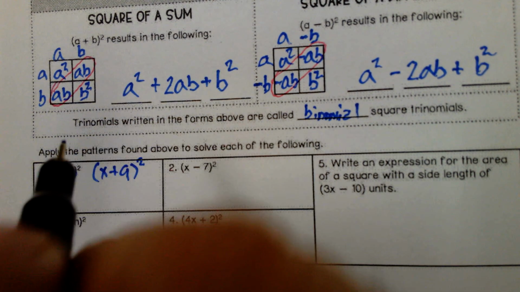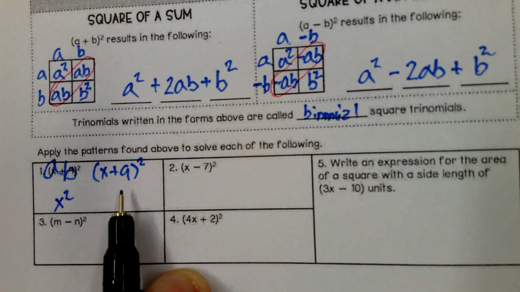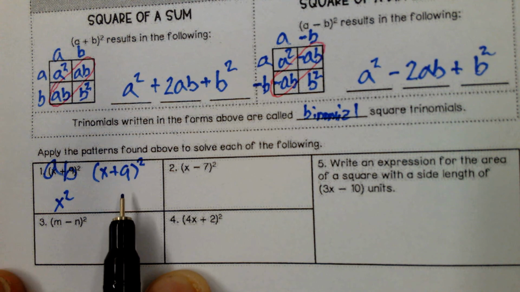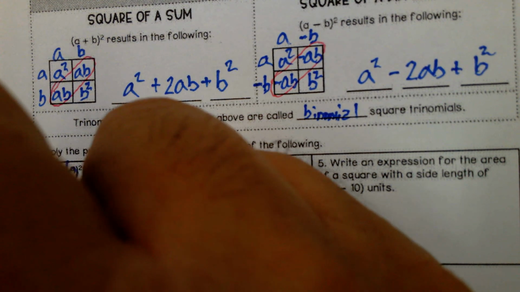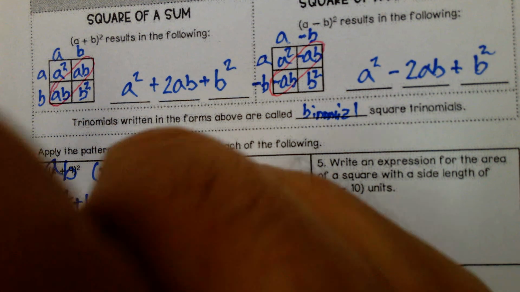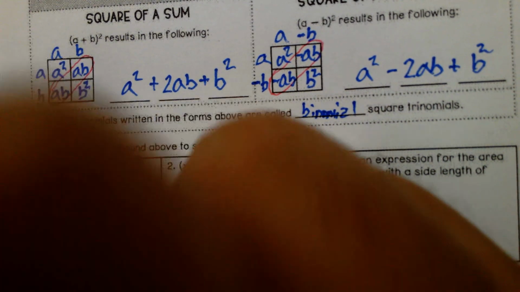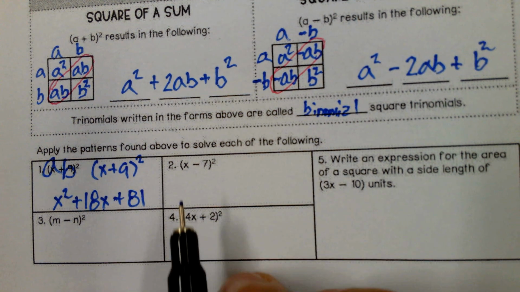So it would be a squared, which in this case is x squared. Then you take both of them, multiply them together, and multiply by 2. X times 9 is 9x, times 2 is 18x. And then you square the 9. Because it's 9 squared, 9 times 9 is 81, right? All right, guys, come on.